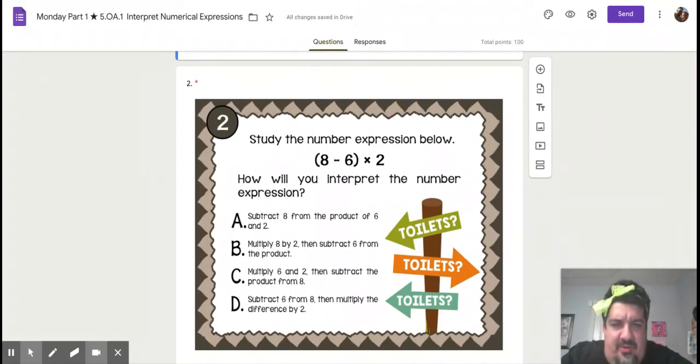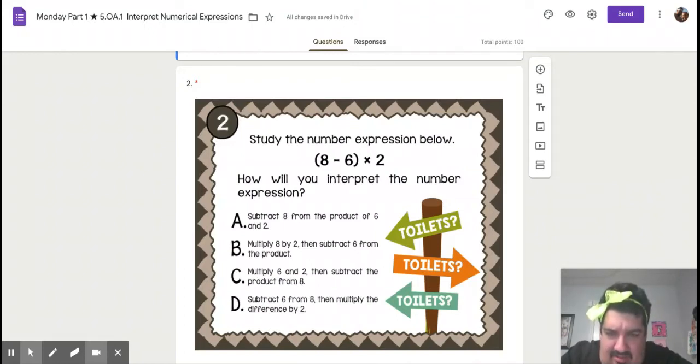Study the number expression below. That means we don't actually have to solve expressions, we don't solve equations. How will you interpret the number expression? This is going to be a little challenging. 8 minus 6 are in parentheses, times 2. So it's probably going to say something about a difference: 2 times the difference of 8 minus 6. Let's see. Subtract 8 from the product of 6 and 2? No, because that means 6 times 2. So I don't like that one.